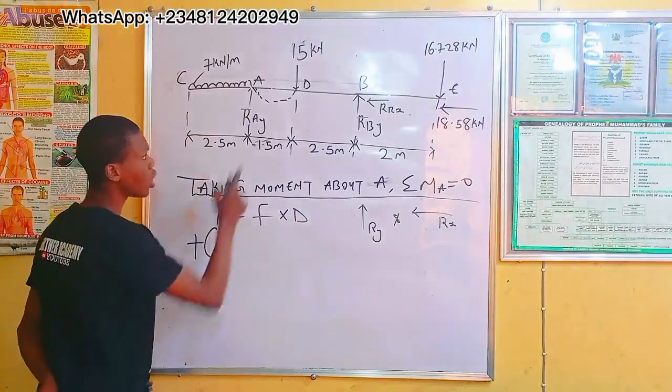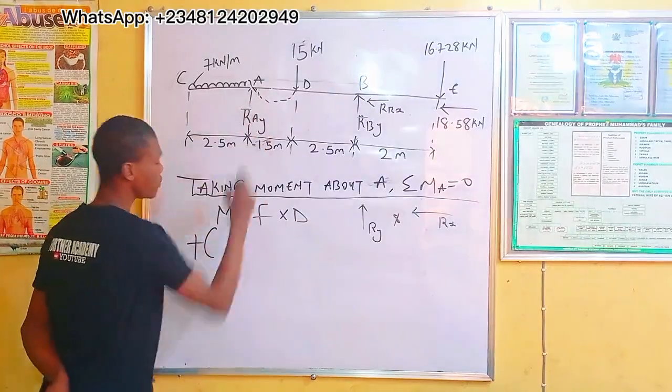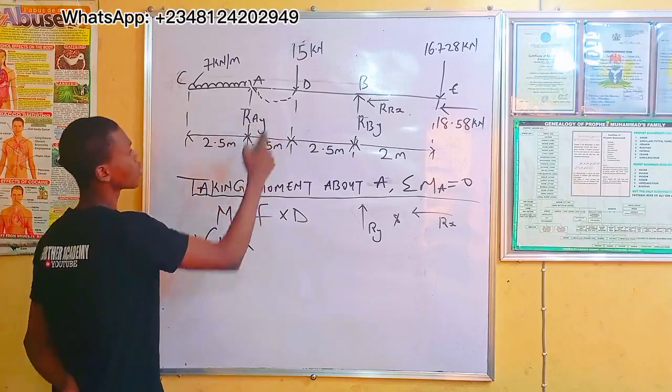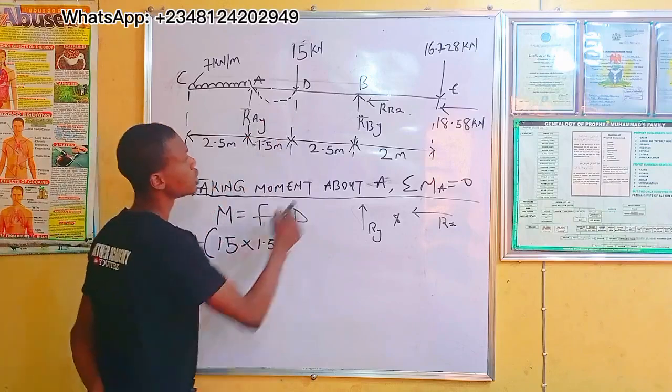Only two brackets. What's the force? Moment means force times the perpendicular distance. What's the force? 15. What's the distance? 1.5. Right? On to the next one.